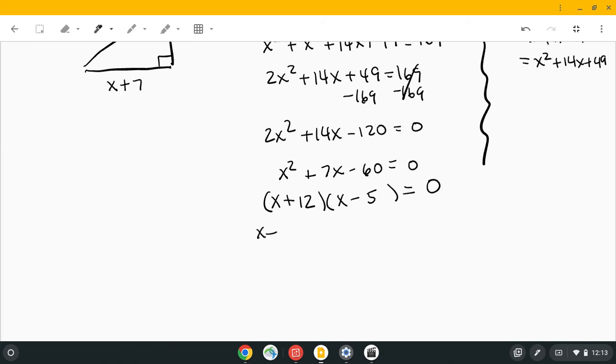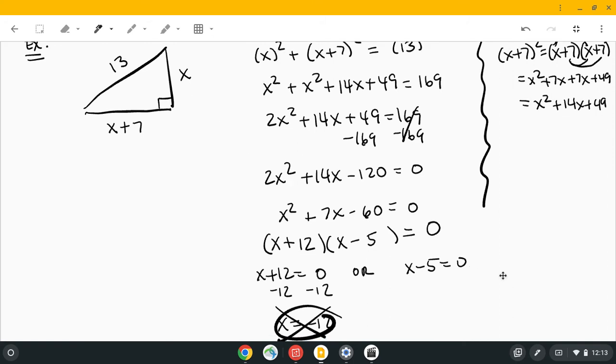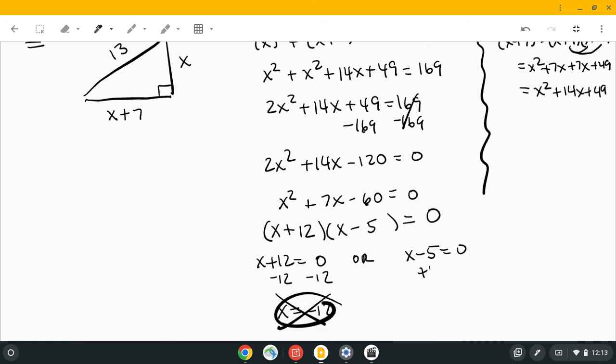Alright, so x plus 12 equals 0, or x minus 5 equals 0. Subtract 12, I get x equals negative 12, but that answer does not make sense, right? You can't have a side that's negative 12. If I add 5 here, x equals 5. 5 makes sense. So this side is 5, and this side is 5 plus 7, which is 12. Okay?